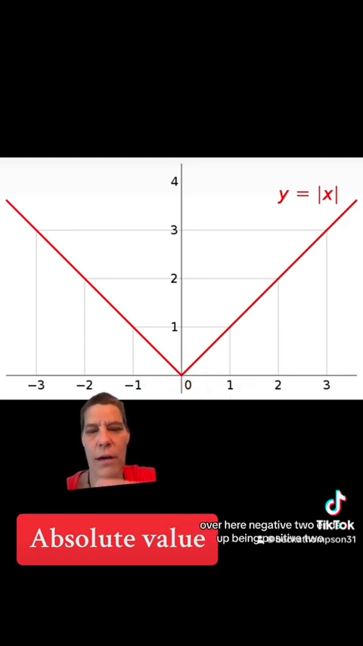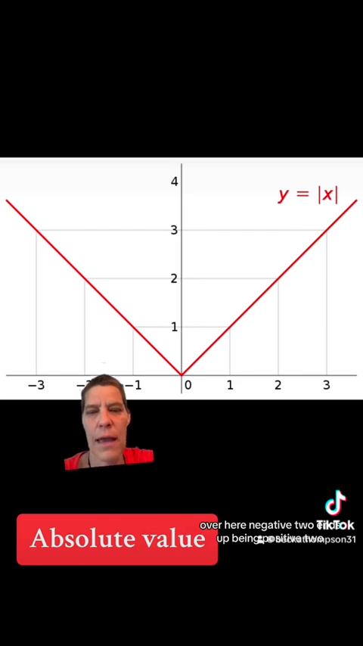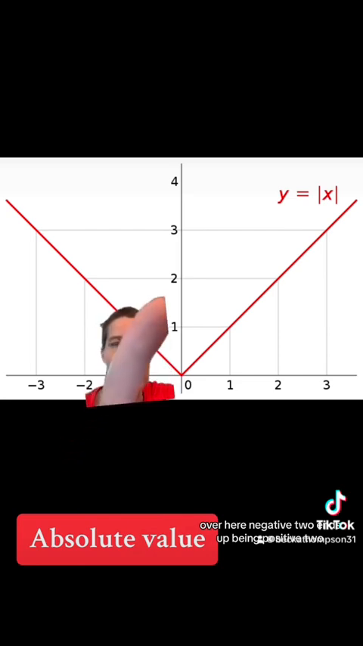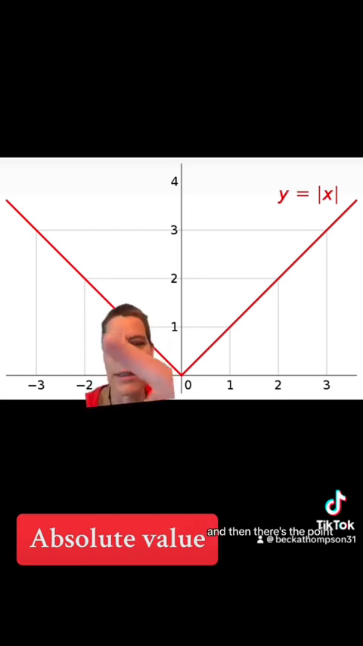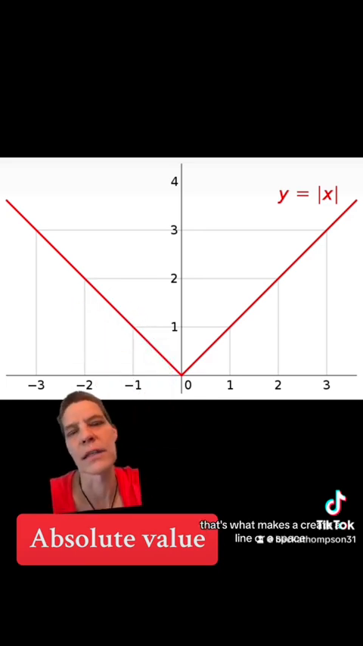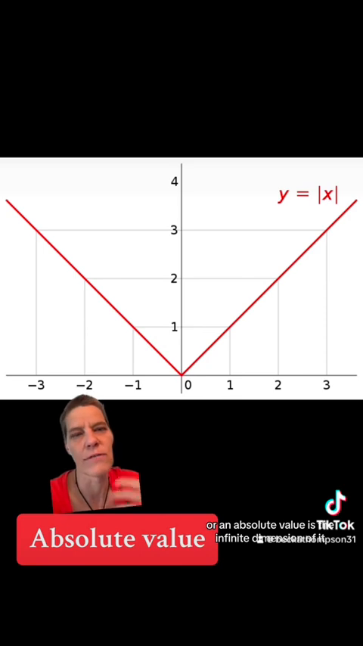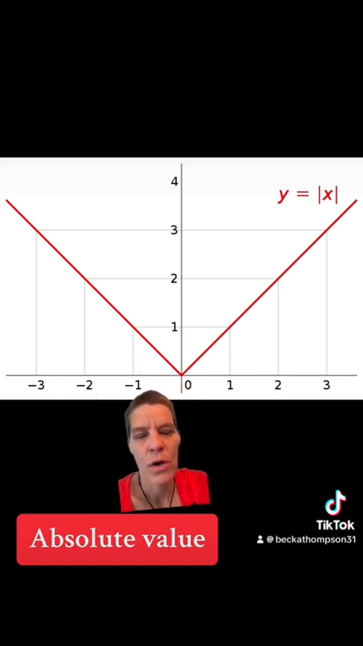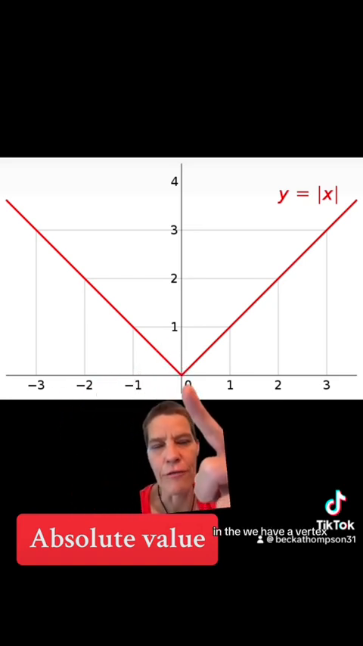-2 now over here ends up being +2. And then there's the point. The point is right there, but it's extending infinitely. That's what creates a line or a space or an absolute value, the infinite dimension of it. Okay, so let's talk about what this is now. So right now, we have a vertex.